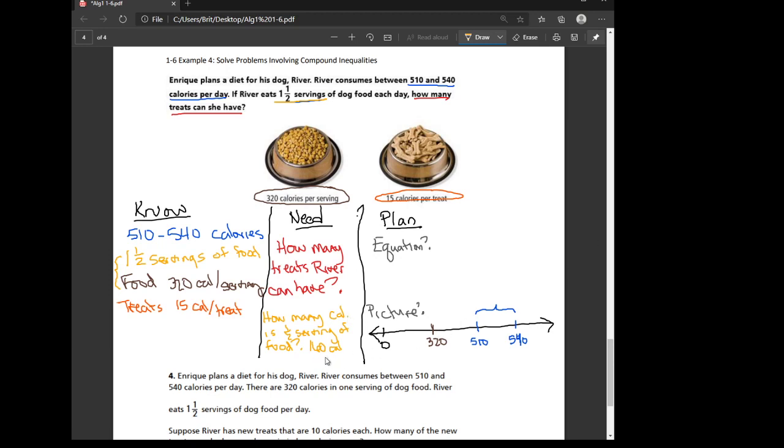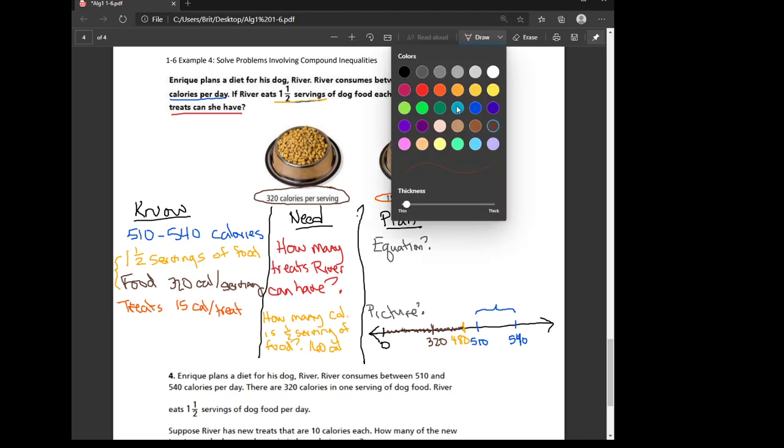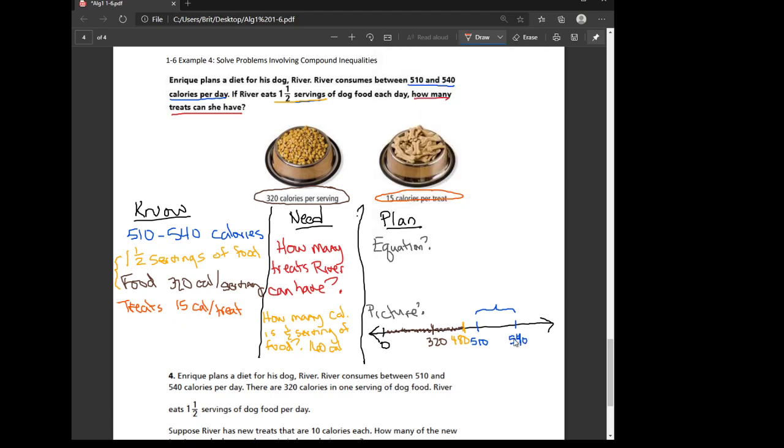So if I take that 160 and I add it onto the 320, that puts the food consumption for River about here at 480. So just from River's kibble, we are at 480 calories. Okay, so now we can look at the treats, and we could start trying to figure out how many treats we can give to River. Okay, so if River eats 1 treat, that's 15 calories. That would put us at 495.